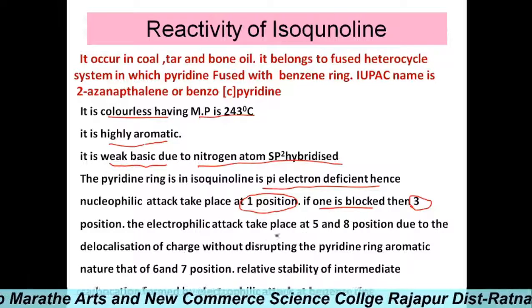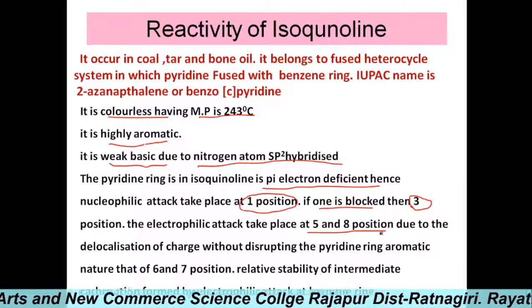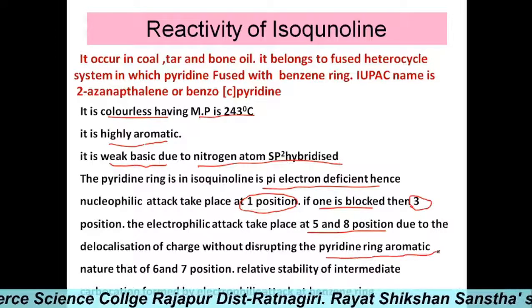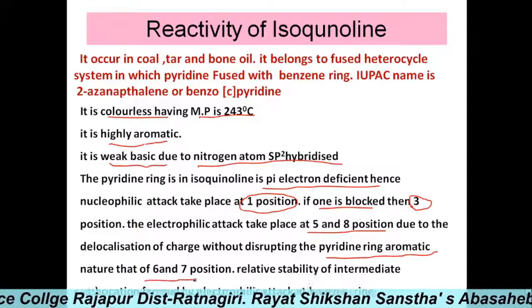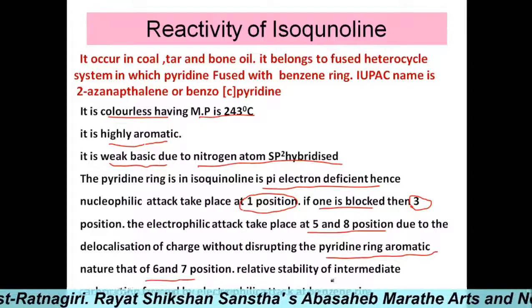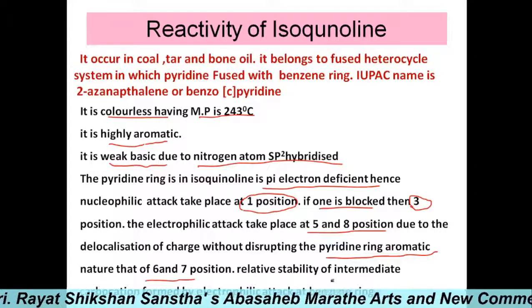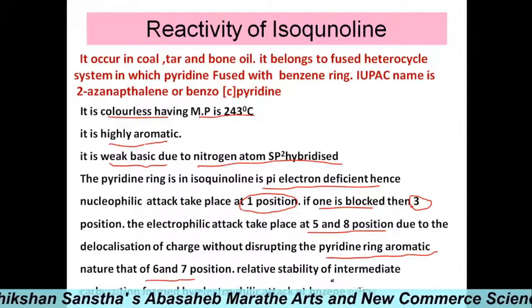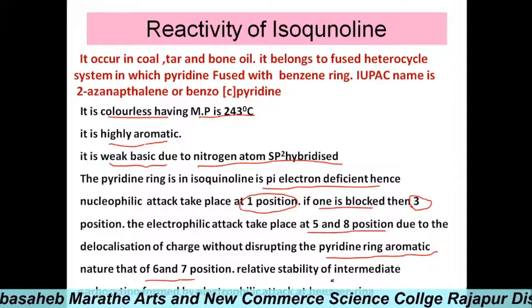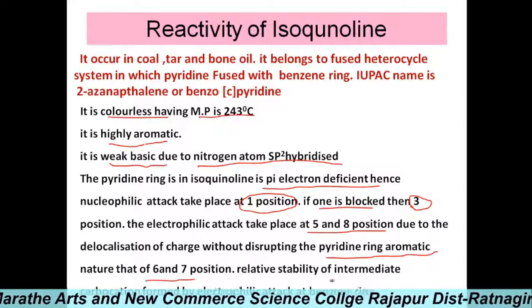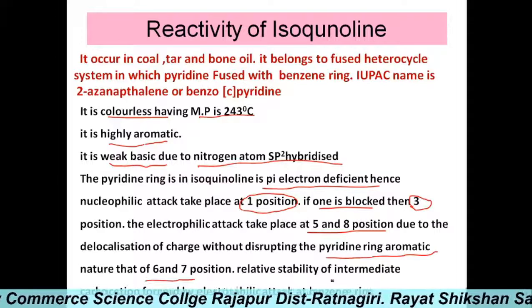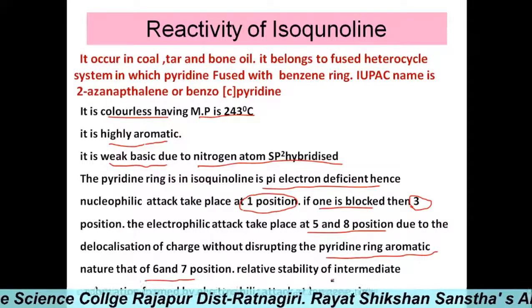Electrophilic attack takes place at the 5 and 8 positions because delocalization of the charge takes place without disturbing the pyridine aromaticity, as for the 6 and 7 positions. We compared the relative stability of the intermediate carbocations formed by electrophilic attack. Attack on isoquinoline involves protonation at the nitrogen, which has the effect of preventing attack on the heterocyclic ring. Isoquinoline undergoes electrophilic substitution preferably in the benzene ring.